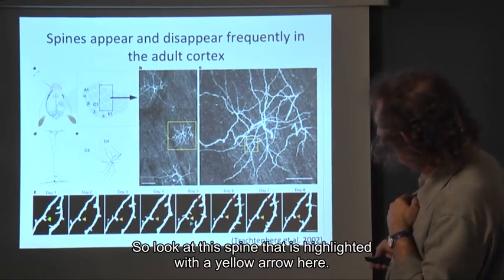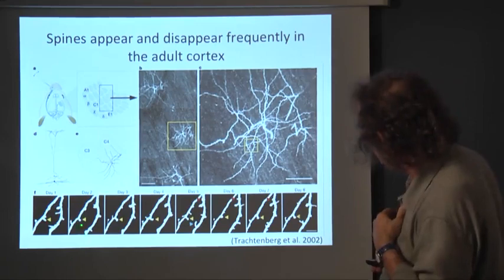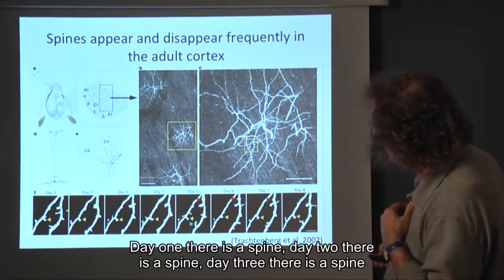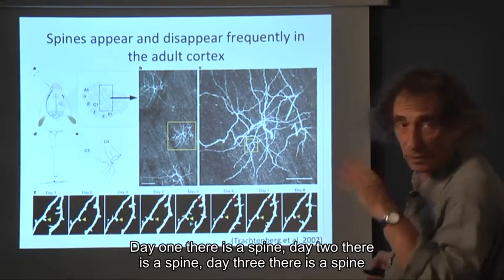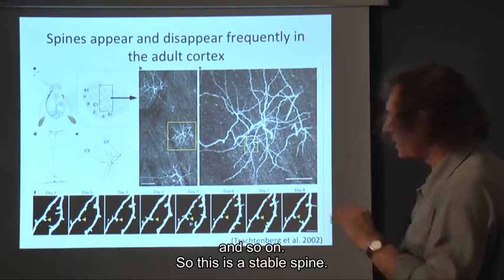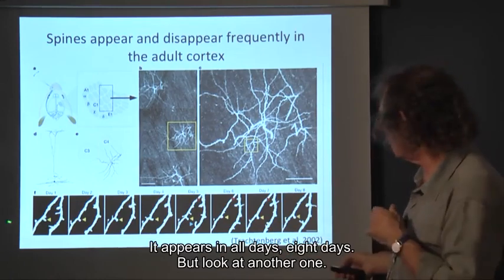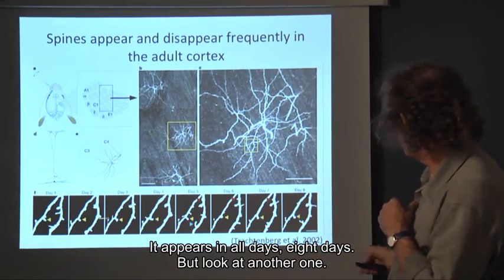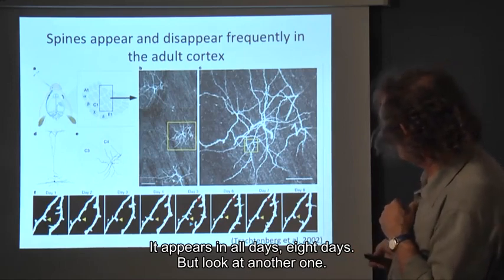So look at this spine that is highlighted with a yellow arrow here. Day 1, there is a spine. Day 2, there is a spine. Day 3, there is a spine, and so on. So this is a stable spine. It appears in all days, 8 days. But look at another one.